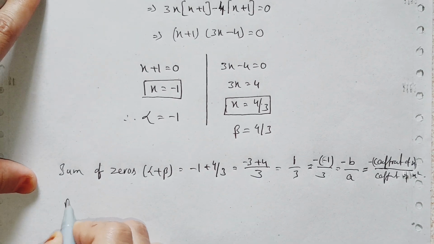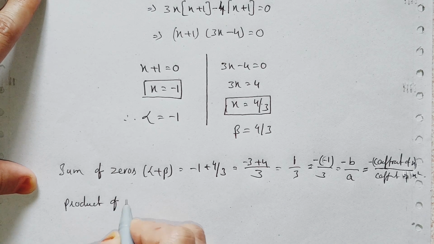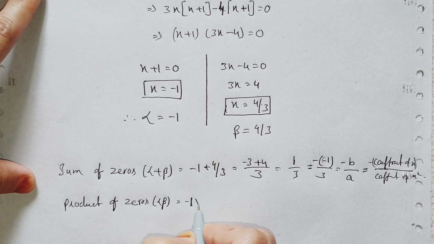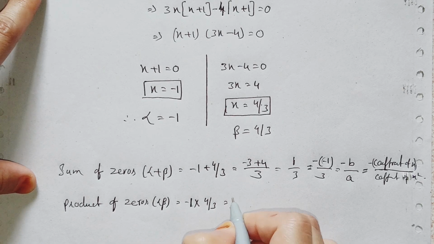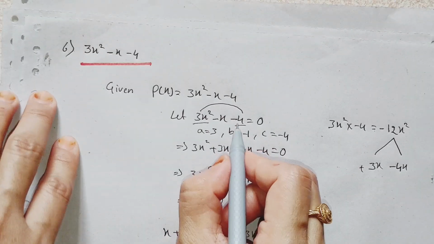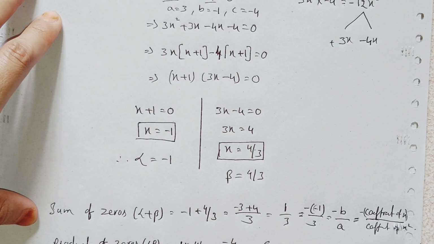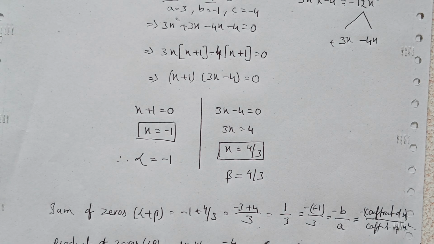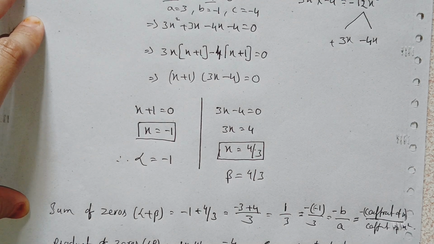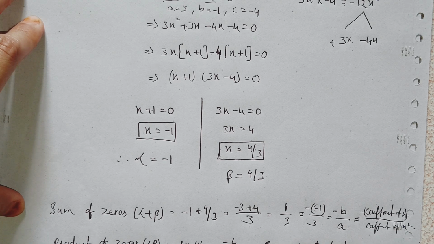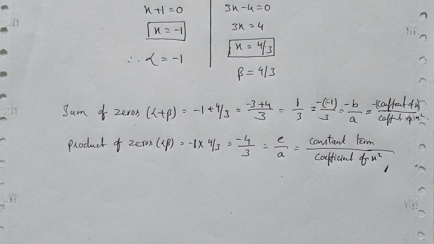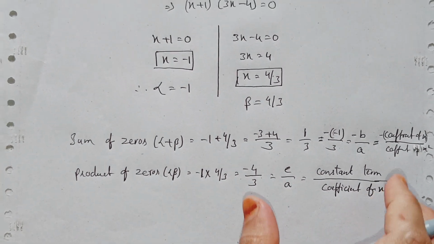Now we'll do the product of zeros. Product of zeros, which is alpha beta. So minus 1 multiplied by 4 by 3, which is minus 4 by 3. What is minus 4? Minus 4 means c and 3 means a. That is c by a, which is constant term divided by coefficient of x square. Okay guys, this is the answer for this sixth question.